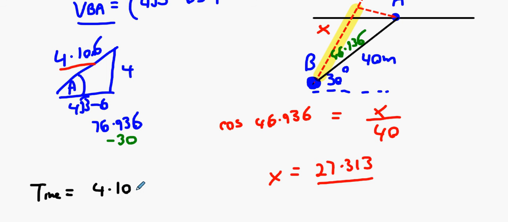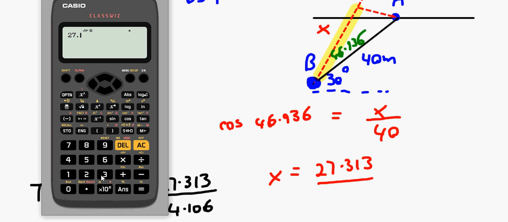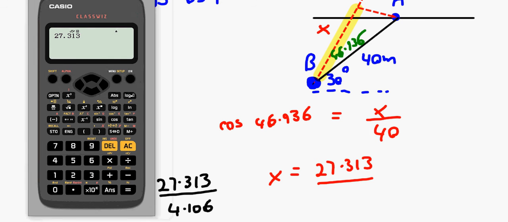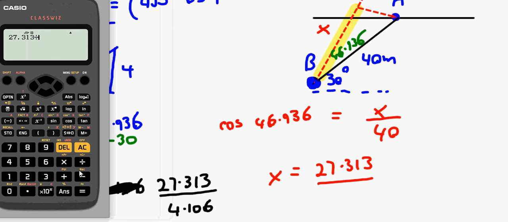Oh, sorry, not time. Speed was 4.106. So the time is 27.313 divided by 4.106. Get the time here. Divide that by 4.106. 6.65 seconds. Okay. So it takes 6.65 seconds for the closest approach to actually happen.